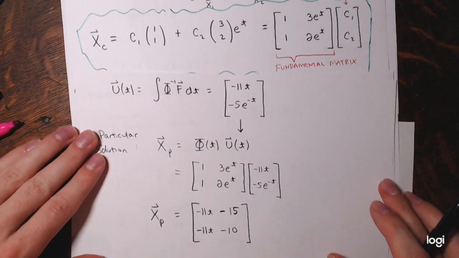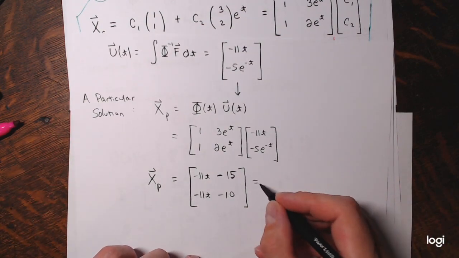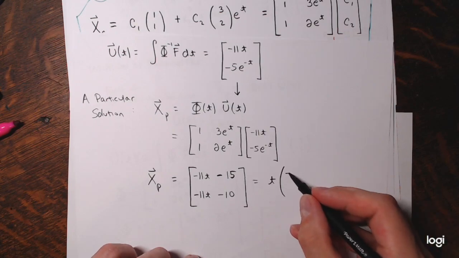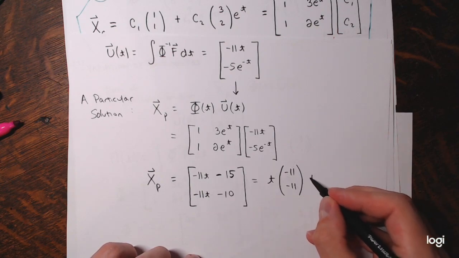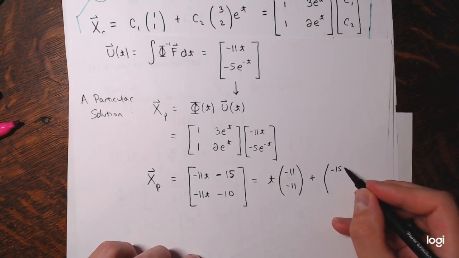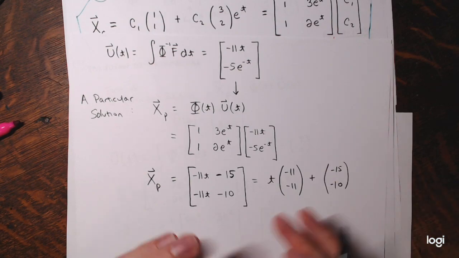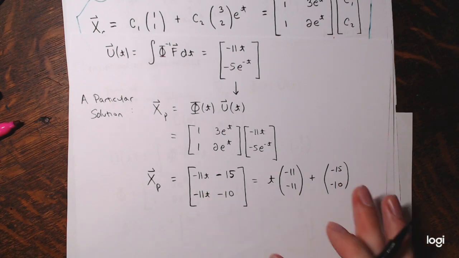And we can write this all out now. If you'd like to separate this, we could write this as t times the vector negative 11, negative 11, plus the vector negative 15, negative 10, if you want to spread it out like that. There's nothing wrong with keeping it as a single vector like this, though, or the sum of two vectors.